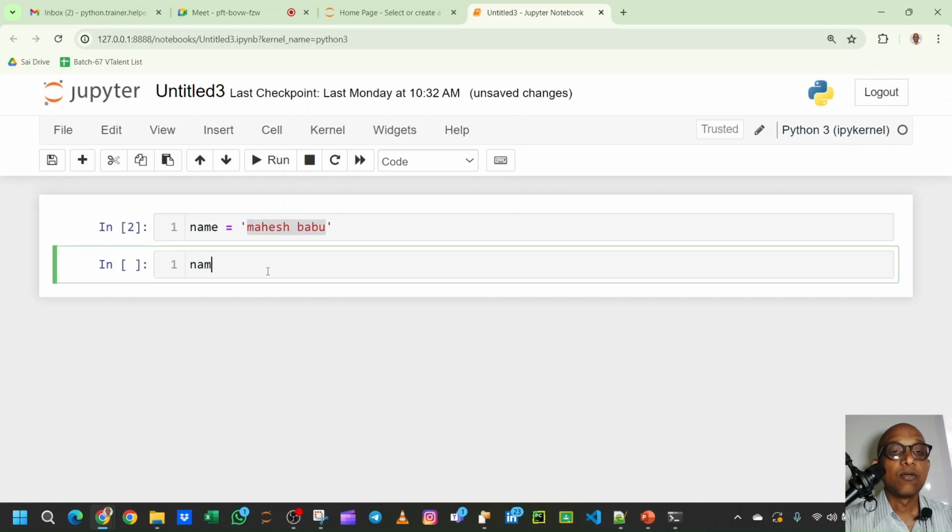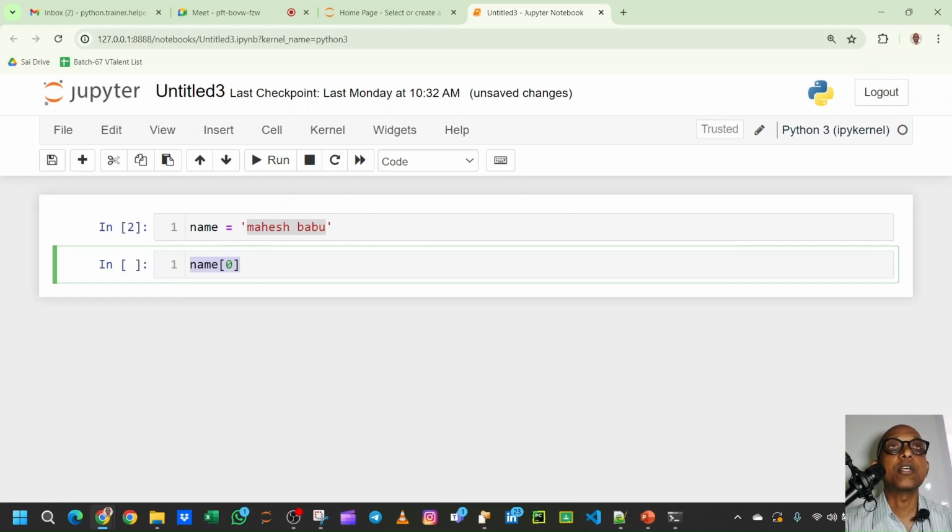This Mahesh Babu string is stored in the name variable. Using that variable, I am giving square brackets. This is the syntax for the indexing operation. So name of 0 means I want to get the character that is present at the 0 index position.